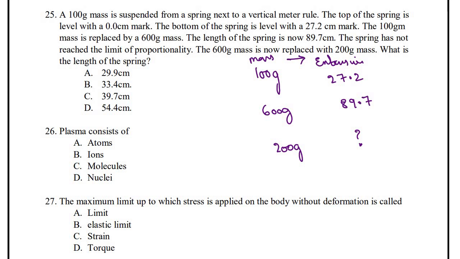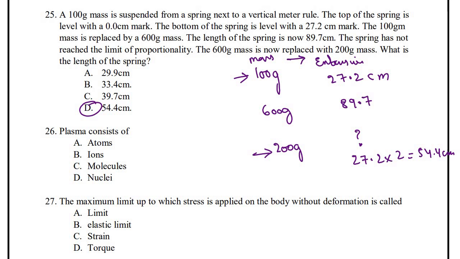So 100-gram mass attached to a spring extends the spring by 27.2 centimeter. So the question says that if 200 gram of mass is attached, what will be the extension? So if 100 gives 27.2 centimeter of extension, 200 gram of mass will give double of this extension. So the correct answer will be 54.4 centimeters. Option D is the right answer.